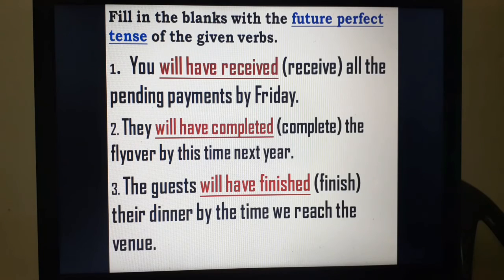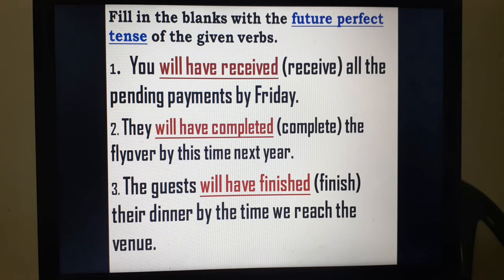Let's look into an exercise of future perfect tense. As you can see the instruction, fill in the blanks with the future perfect tense of the given verbs. So verbs are given in the bracket and we have to make into future perfect tense. Number 1. You dash receive all the pending payments by Friday. Will have received. As you know that the structure is will have plus V3.